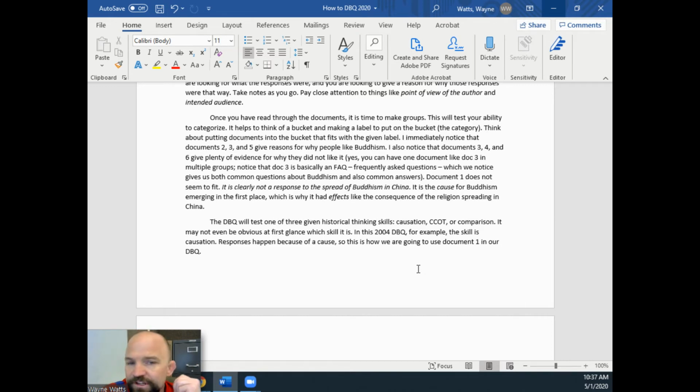Document 1 does not really seem to fit. It is clearly not a response to the spread of Buddhism in China. It is the cause for Buddhism arising in the first place, which is why it had effects like the consequence of the religion spreading into China.